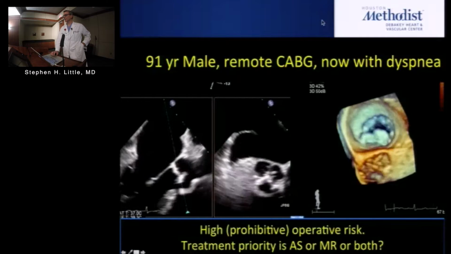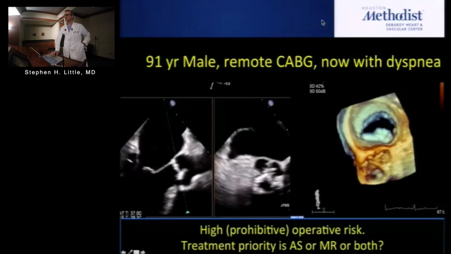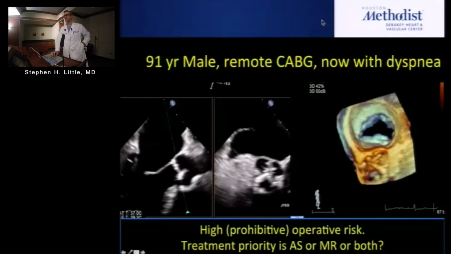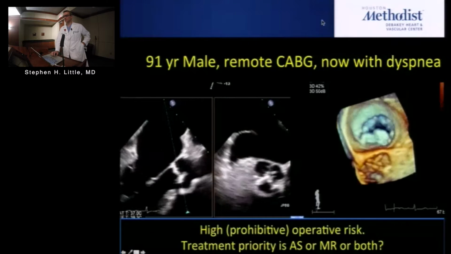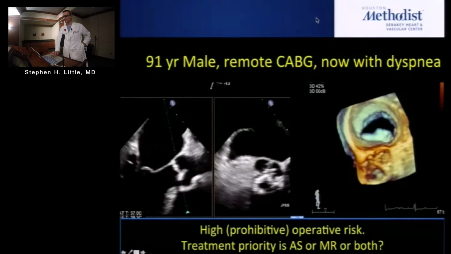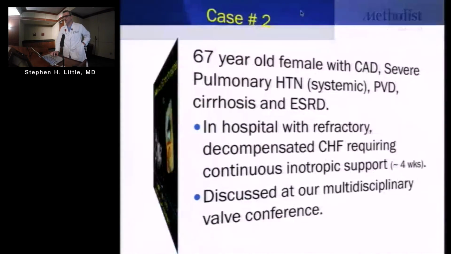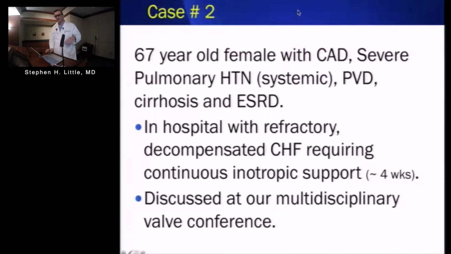And then the clinical question is, how do you treat this? Is it TAVR? Is it MitraClip? Is it both at once? Is it MitraClip then TAVR, TAVR then MitraClip? So those are the challenging clinical problems. This is really an interesting case, but it's more the introduction to the case that follows it. I think you've probably seen this case, and I'll go through it quickly.